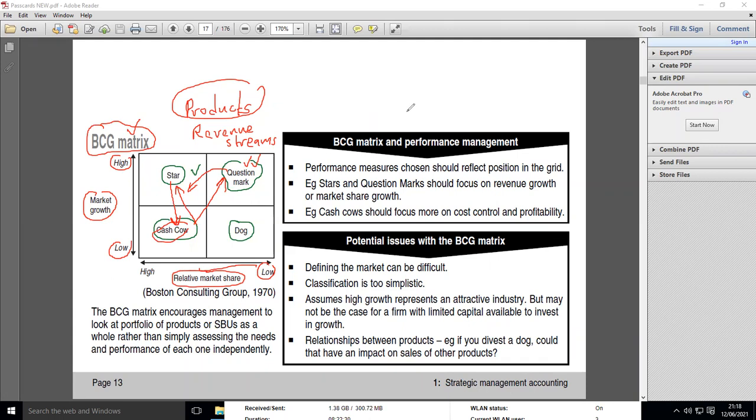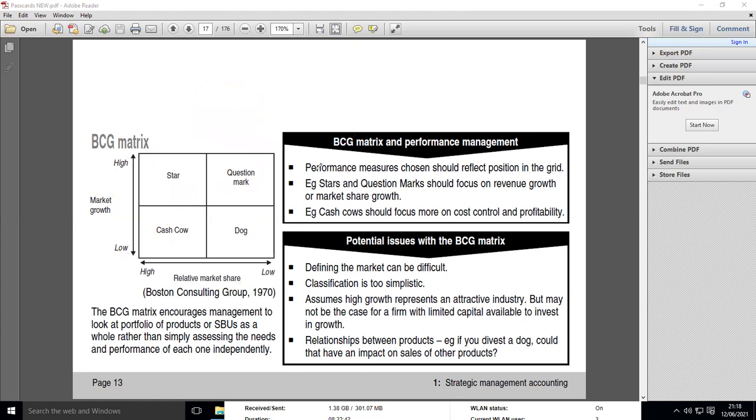Now back again, BCG and performance management. Performance measures or KPIs should reflect the position in the grid, e.g., stars and question marks should focus on revenue growth or market share growth, because these are in high growth.